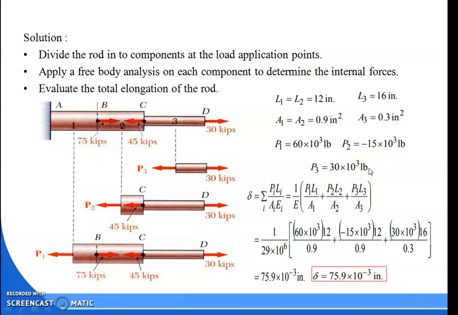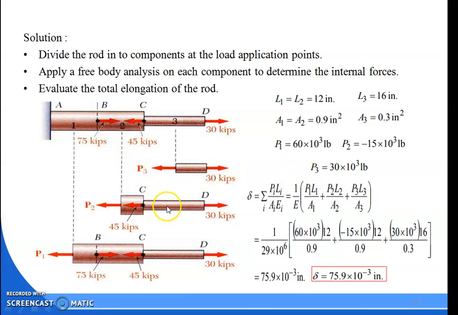As I told in the previous class, 30 kips equal 1000 pound force. So the pound force is designated as lb. Okay, so now P3 is calculated. Now comes the second portion.